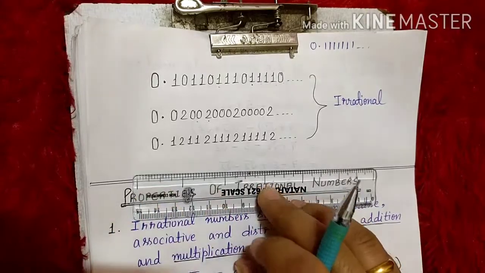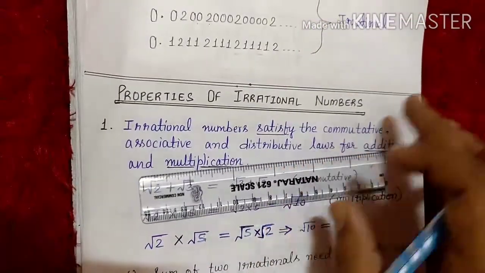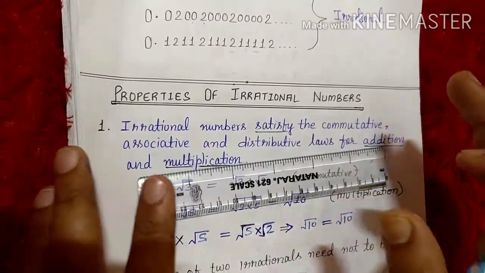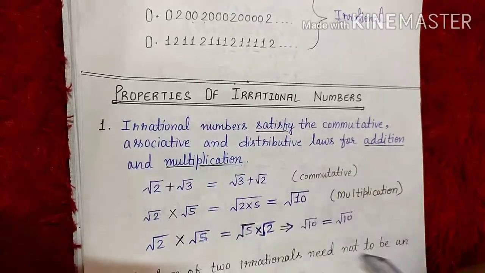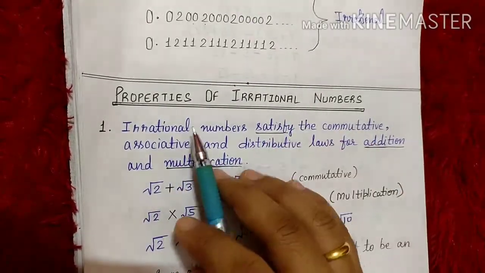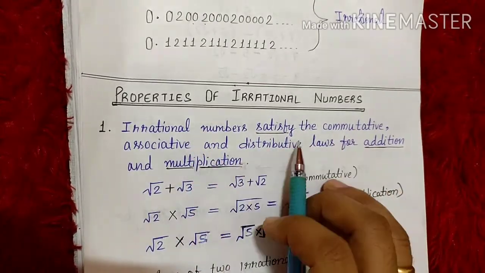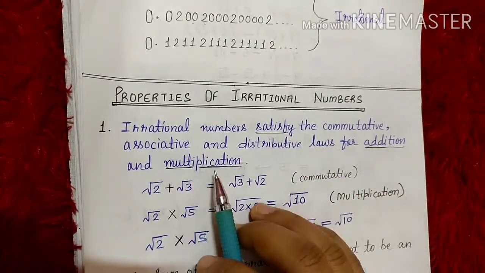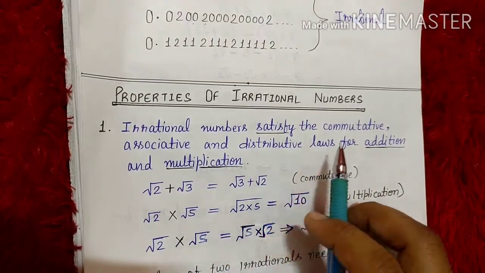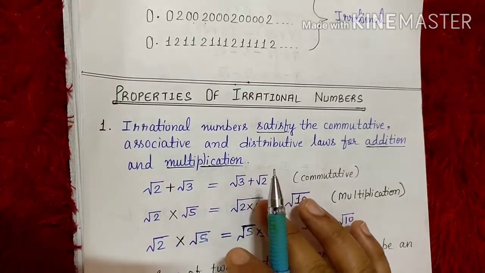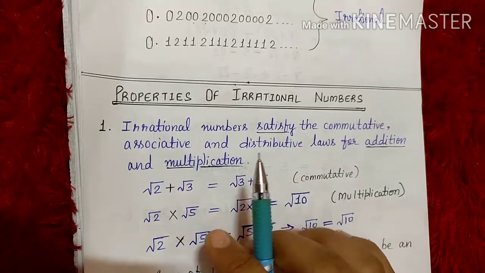Clear or not? Now we will learn the most important topic, the properties of irrational numbers. These are very important because many times they come as 1-mark questions, and sometimes they also help in solving questions. So the first property: irrational numbers satisfy the commutative, associative, and distributive laws for addition and multiplication. I am not going to revise these properties, because we have learned them in previous classes like 6th, 7th, 8th. You learn them every year.